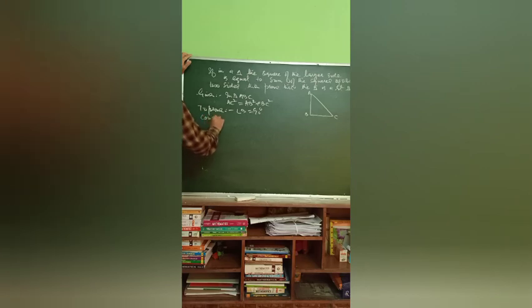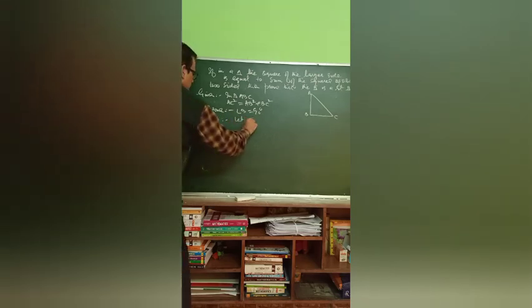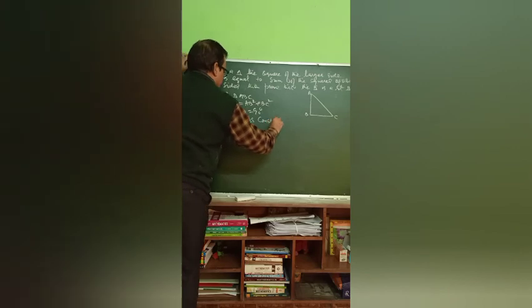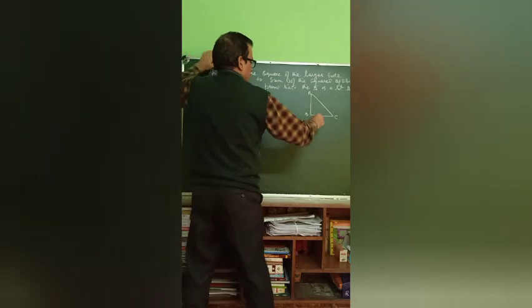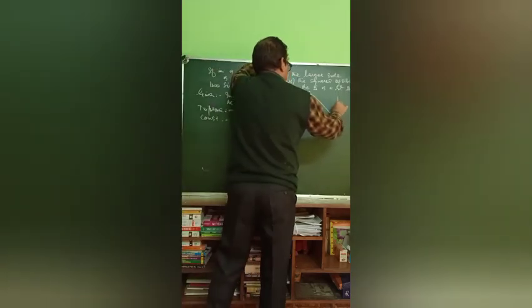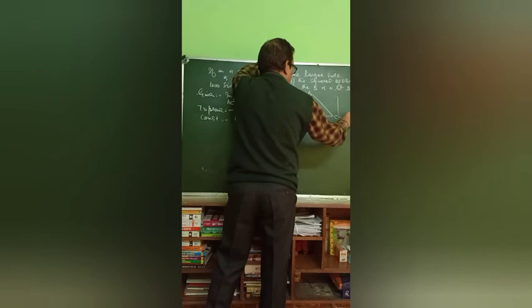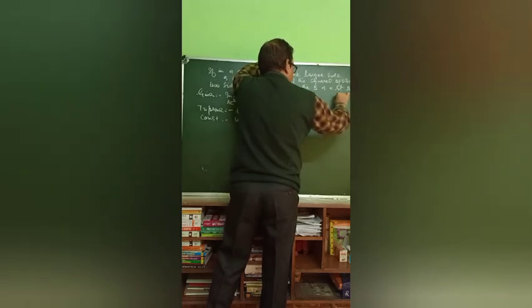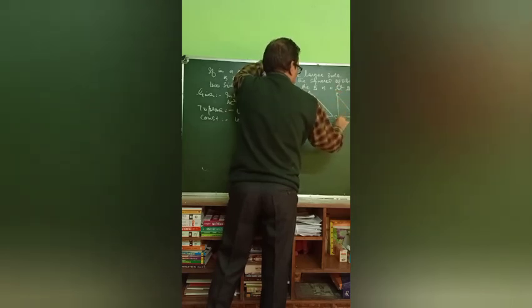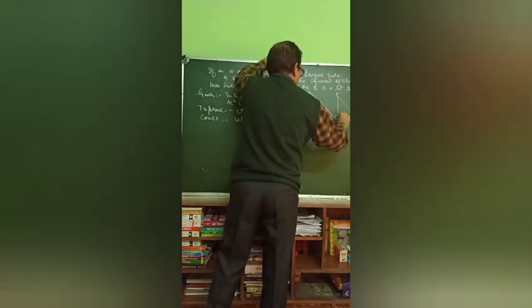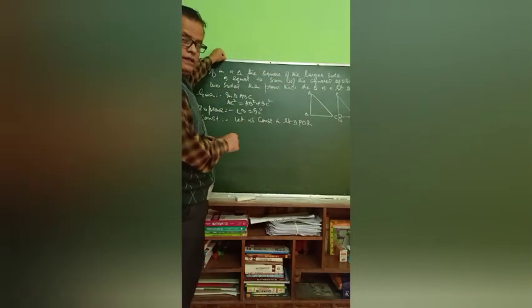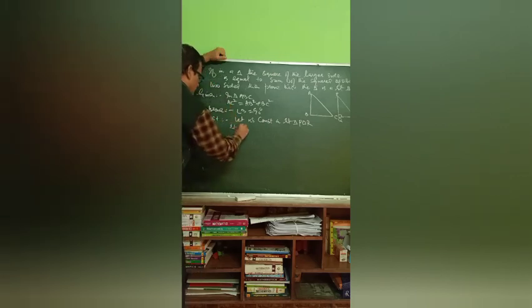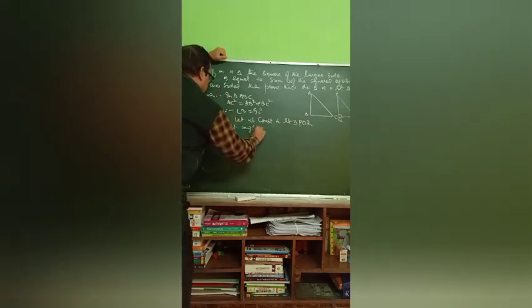Construction. Let us construct a right triangle PQR. PQR is a right triangle. It is being dotted like this one. It is P, it is Q, it is R. Right angle at Q. Let us construct a right triangle PQR with right angle at Q.